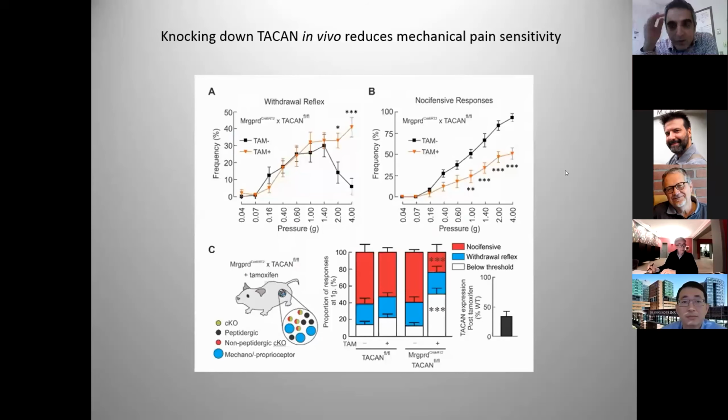Removing TACAN embryonically is lethal, so we had to devise a way to selectively remove it from nociceptors. And to do that, we used a mouse line in which the nociceptors express an inducible Cre recombinase. And what we did was to put these mice on a wire mesh platform and then stimulate the plantar surface of their paws with small filaments of varying force.